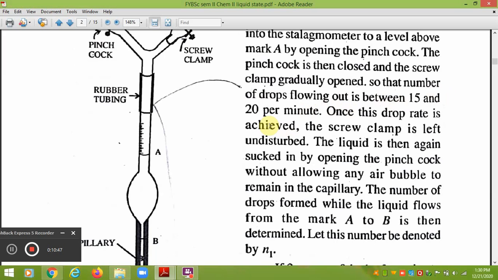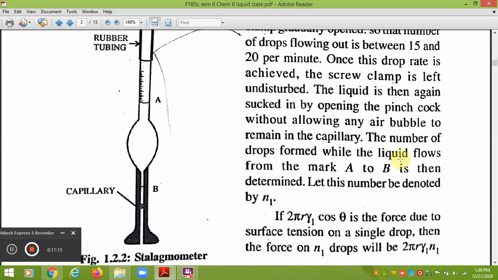So initially the rate of flow of liquid in terms of number of drops is adjusted with the help of the screw clamp, and once this drop rate between 15 to 20 per minute is achieved, the screw clamp is left undisturbed. The liquid is then sucked in again using the pinch cock without allowing any air bubble in the capillary, and then the number of drops formed while the liquid flows from mark A to mark B is determined, and let this number be denoted by N1.